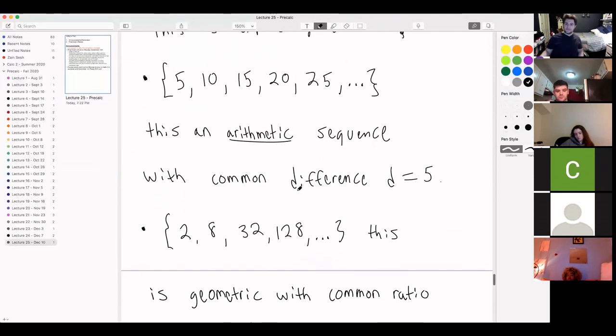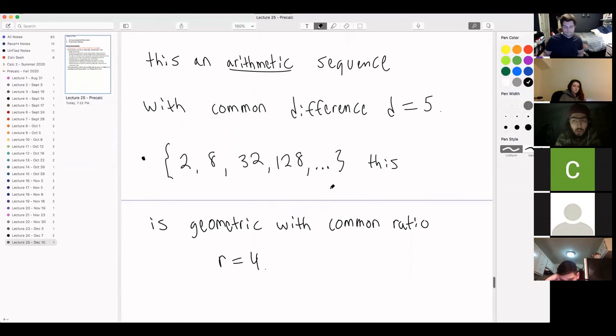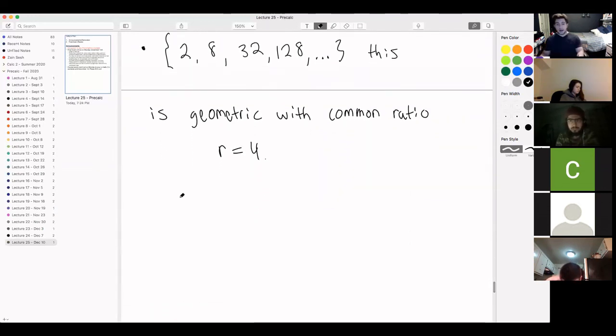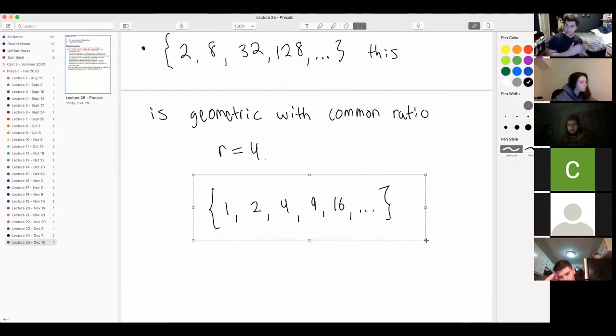Any questions? So I'll just be asking you to identify. Can you also have non-arithmetic, non-geometric? Yes, absolutely. You know, like this example from the homework. What we could have done: 1, 2, 4, 9, 16, all the perfect squares. That's neither arithmetic nor geometric. So no, they do not need to be one or the other.